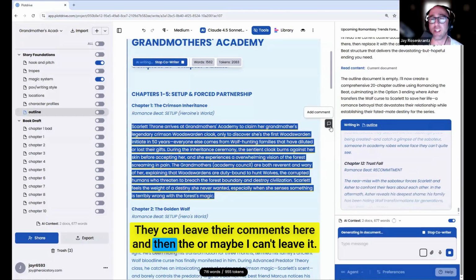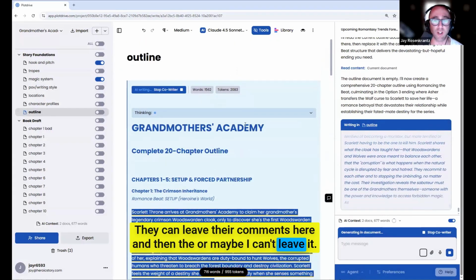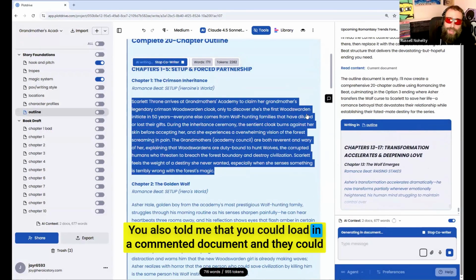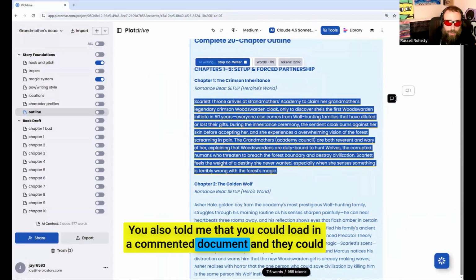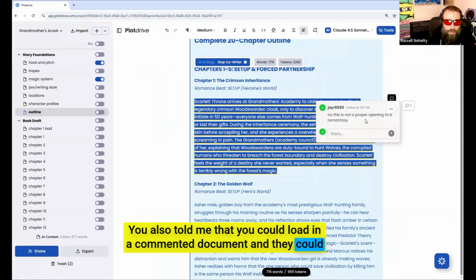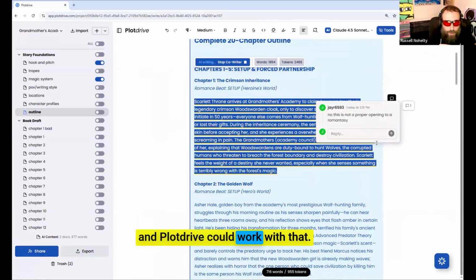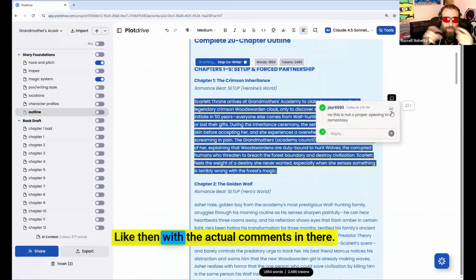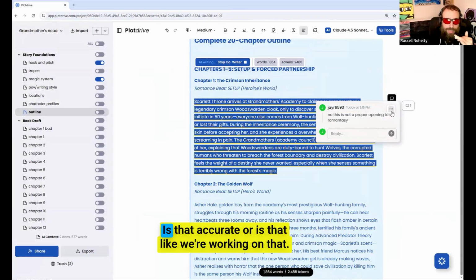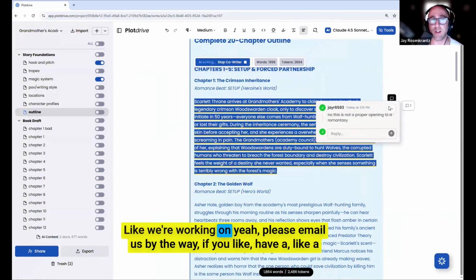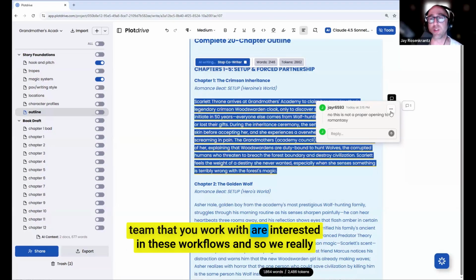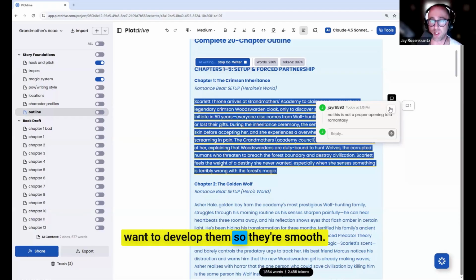Or maybe I can't leave a comment. You also told me that you could load in a commented document and Plot Drive could work with that, with the actual comments in there. Is that accurate, or is that something you're working on? Okay, yeah. Please email us, by the way, if you have a team that you work with and are interested in these workflows. We really want to develop them so they're smooth.